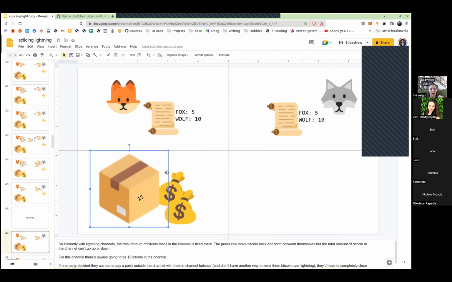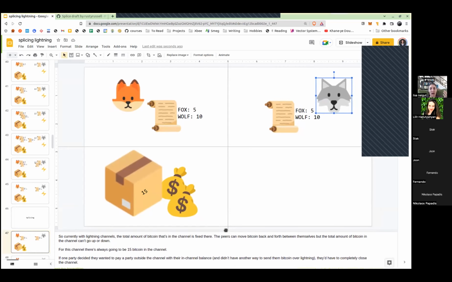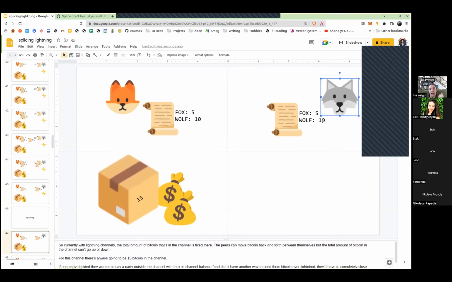And that's tied to an object on the blockchain. It's governed by this output, which lives in the blockchain, how much total money there is in there. So there's always going to be 15 Bitcoin. So if one party decided that they wanted to pay someone else outside the channel using their in-channel balance, so they've got this much in channel, but they want to pay someone else who isn't Fox, and for whatever reason they can't reach the Lightning Network. We're not really talking about routing today, we're just talking about splicing. Okay, if they wanted to use this money anywhere else, they would have to completely close this channel.